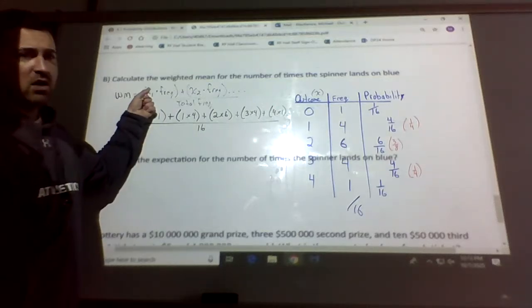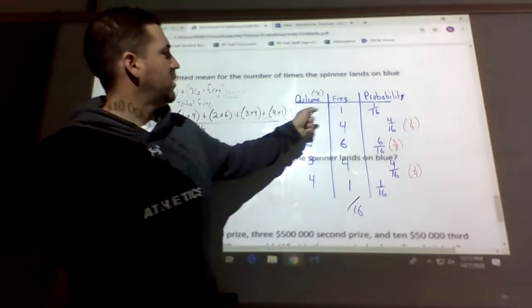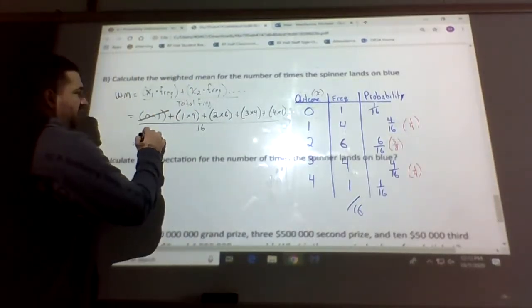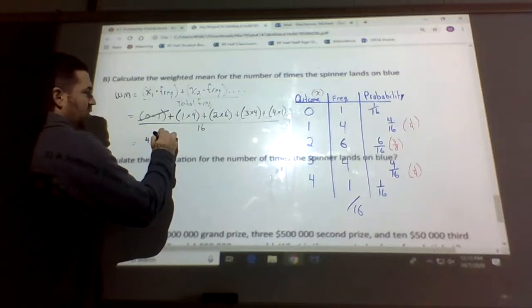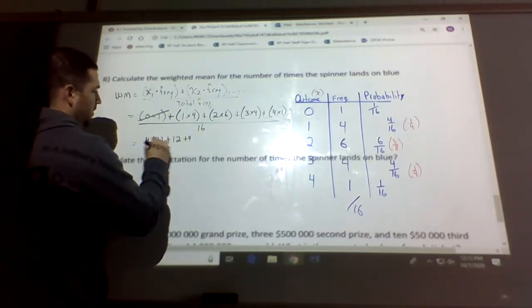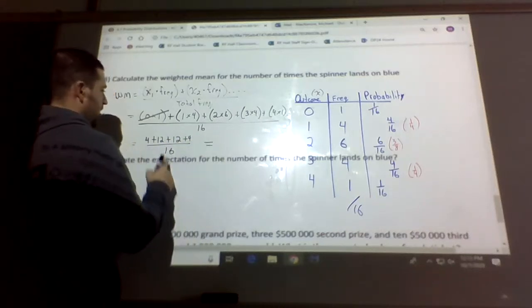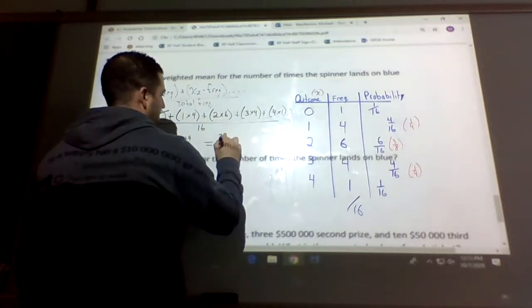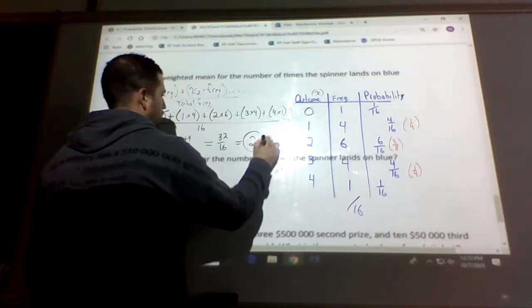Okay, so the outcomes times its frequency, so that's the outcome, that's the frequency. So we get 0, so we get 4 plus 12 plus 12 plus 4, divided by 16, gives us 16 plus 16 is 32, divided by 16 gives us 2.